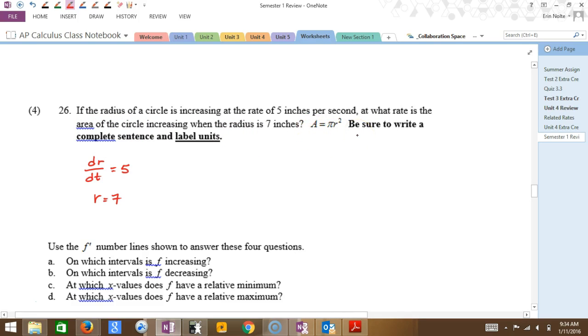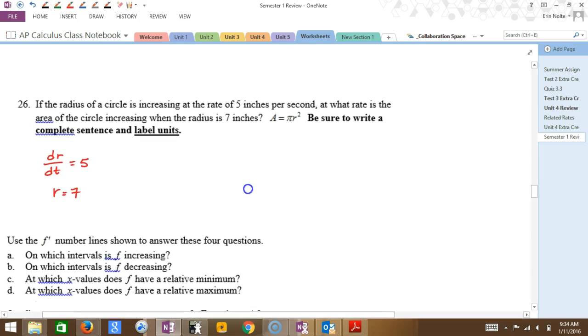Since they're asking us to find the rate of change of the area, what are we going to do with that formula? Derive it. In terms of time, because it's increasing in seconds. So I start with the A. What's the derivative of A if we're deriving it in terms of time? dA/dt. So dA/dt is equal to, now we're going to derive pi r squared. What's the derivative of pi r squared? 2 pi r dr/dt.